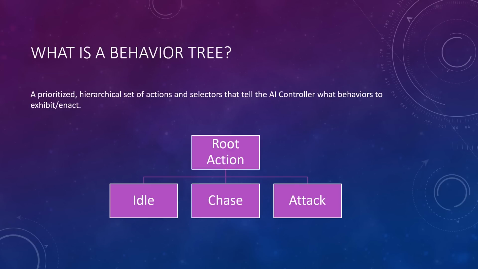Now, we're not going to build our behavior tree yet. We're going to create the blueprints for the blackboard and the behavior tree. Then I'm going to show you how to tie in the AI controller, and then we'll come back and start pulling all this together.